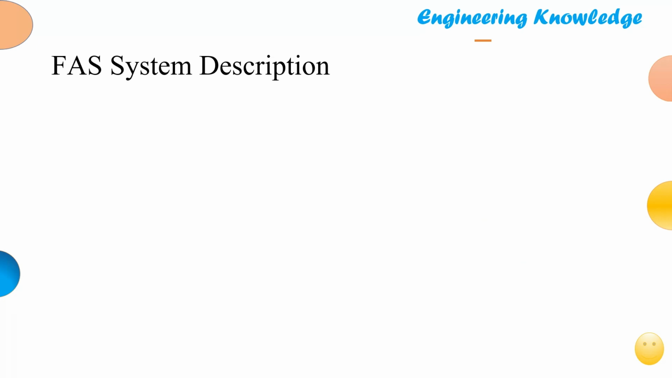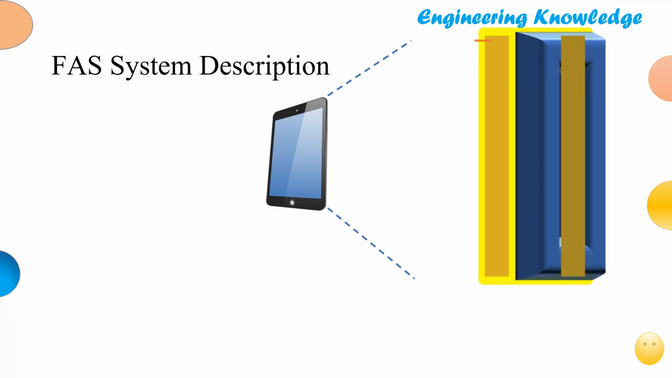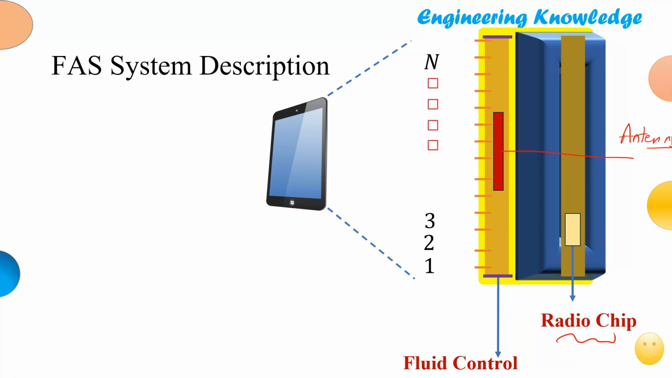So in principle, how is it done? There is a mobile phone, and in the mobile phone we have this fluid antenna system, in which there is an antenna. This here is the antenna, and this antenna is regulated using the radio chip. So there is a radio chip. The antenna can move to various locations, and the locations it gets give us our N ports.